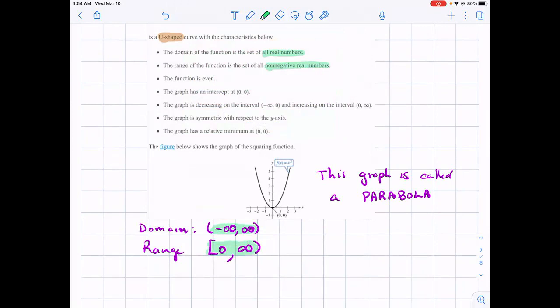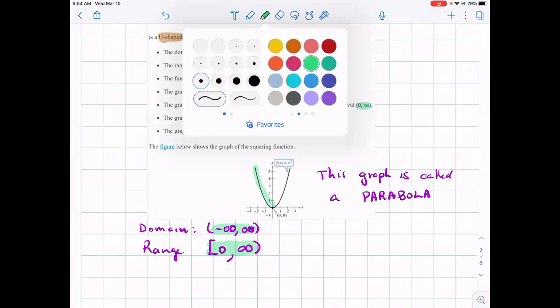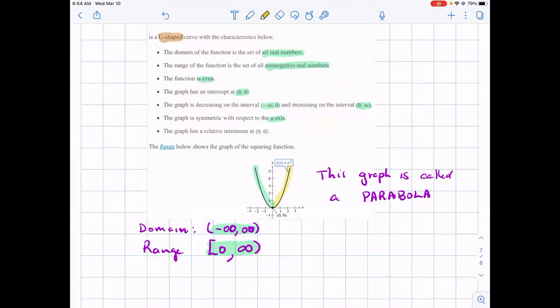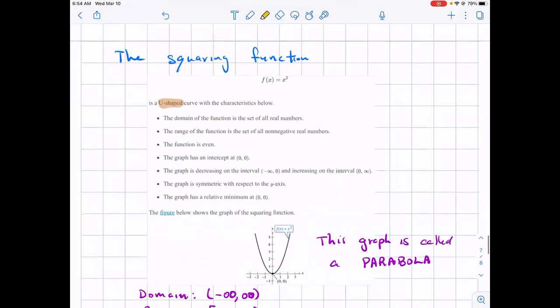We do have a video where we talk about even functions. The graph has an intercept of 0, 0. It's decreasing from minus infinity to 0 and increasing from 0 to infinity. The graph is symmetric, meaning that this side is the same shape as this side. So these are some of the things that you should know as you look at these graphs. This is what we call the squaring function.